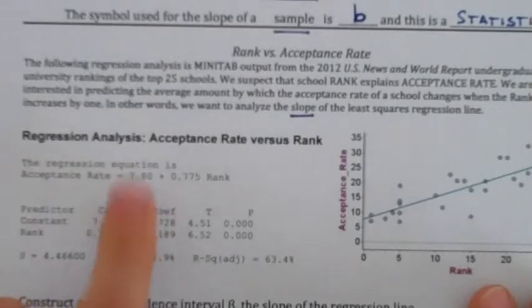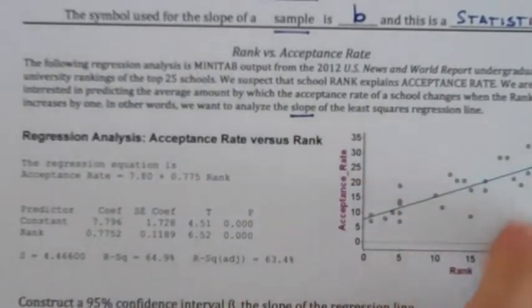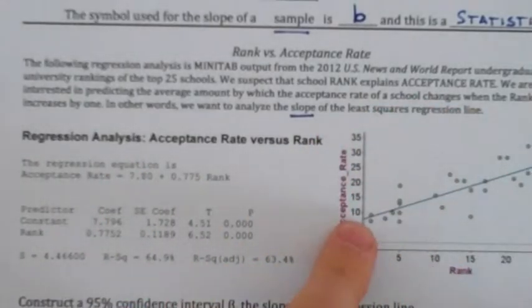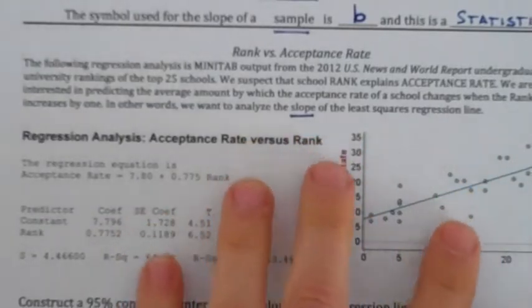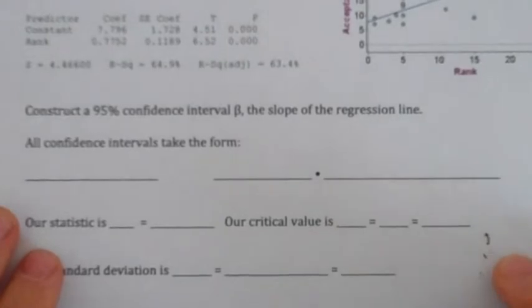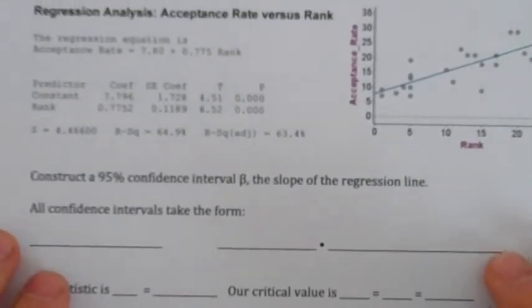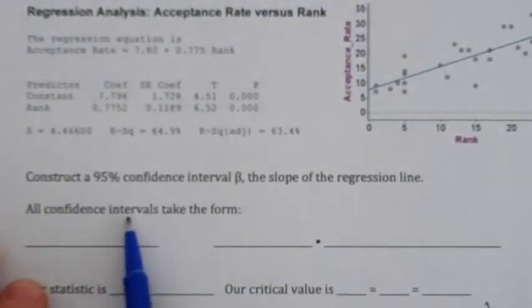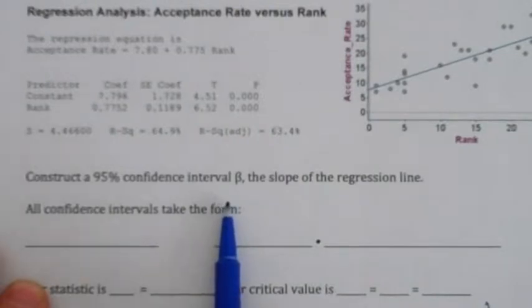So here's our output, and here's our least squares regression line, and we can see that it looks pretty clearly like it's got a positive slope. What we're going to do is construct a 95% confidence interval for beta, the slope of the regression line.